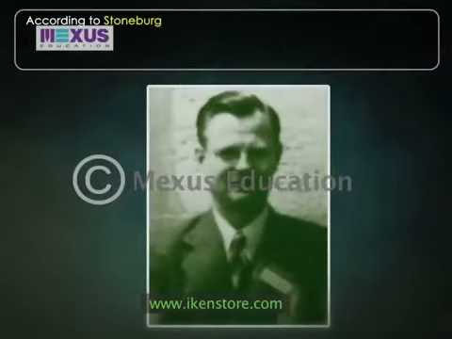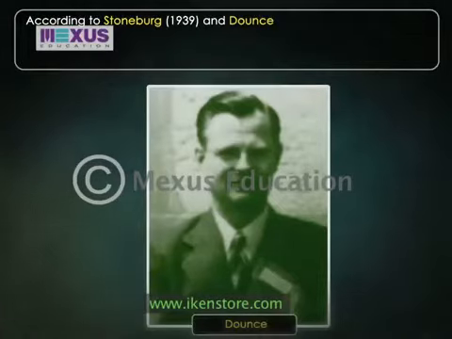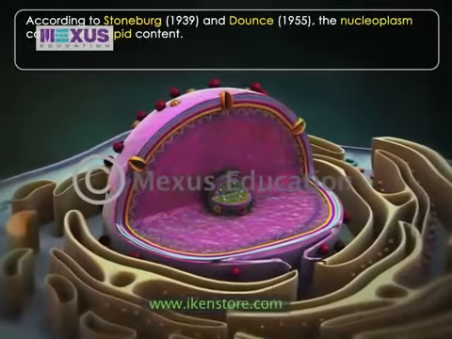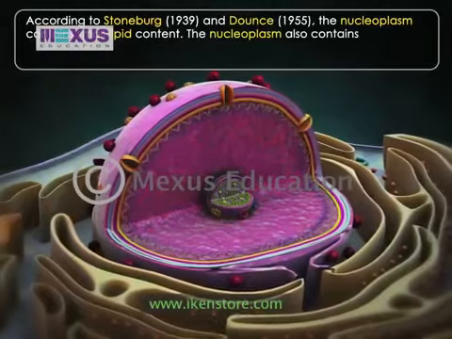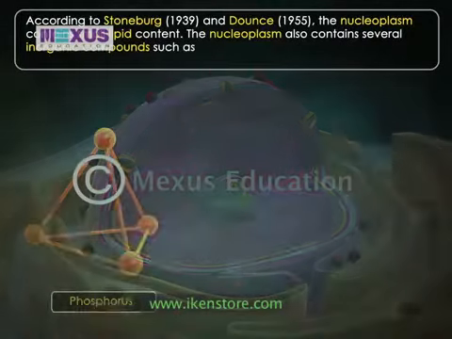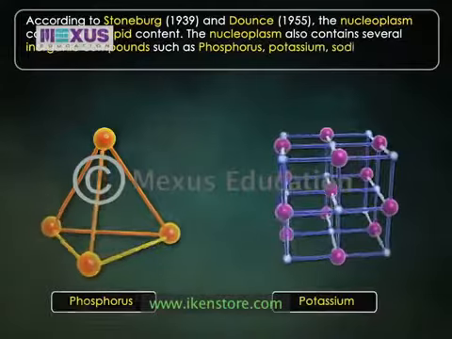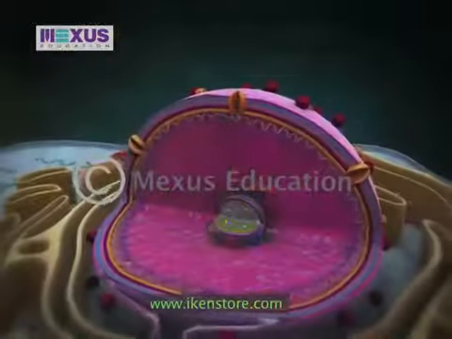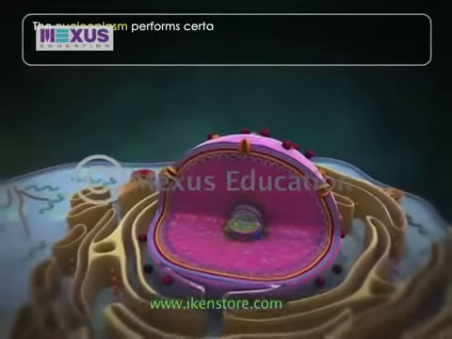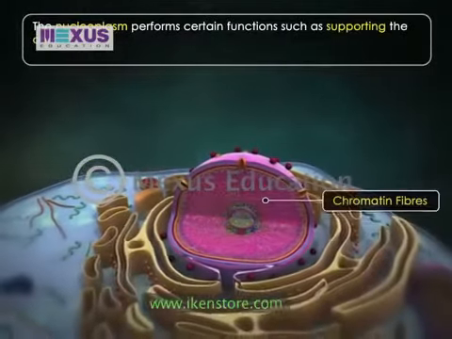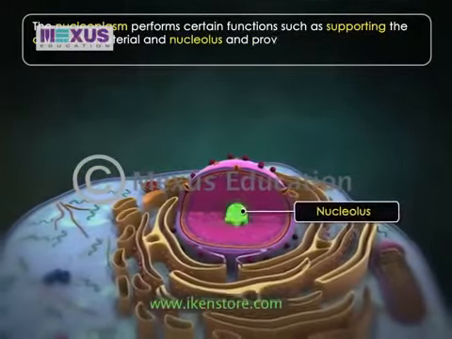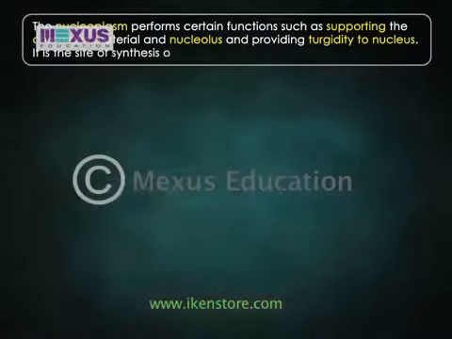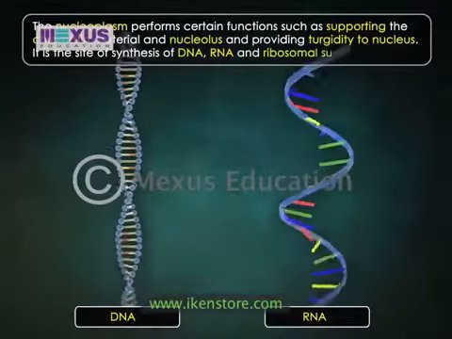According to Stoneberg, 1939, and Downs, 1955, the nucleoplasm contains small lipid content. The nucleoplasm also contains several inorganic compounds such as phosphorus, potassium, sodium, calcium, and magnesium. The nucleoplasm performs certain functions such as supporting the chromatin material and nucleolus and providing turgidity to the nucleus. It is the site of synthesis of DNA, RNA, and ribosomal subunits.